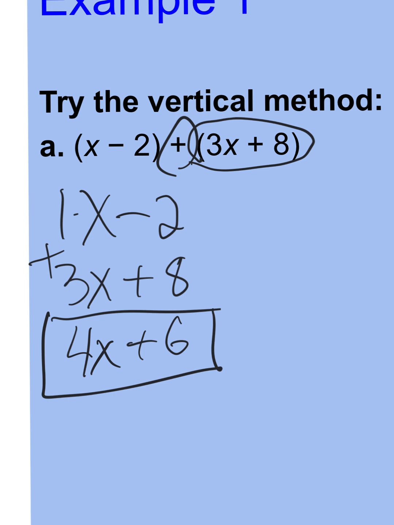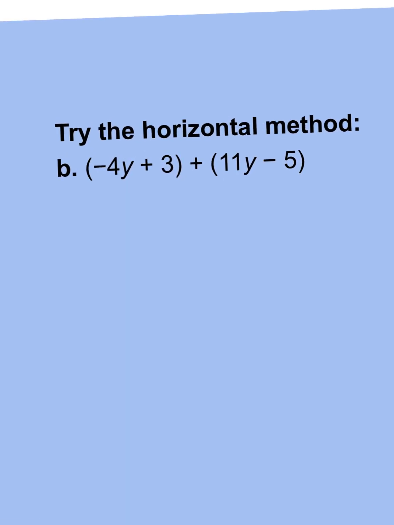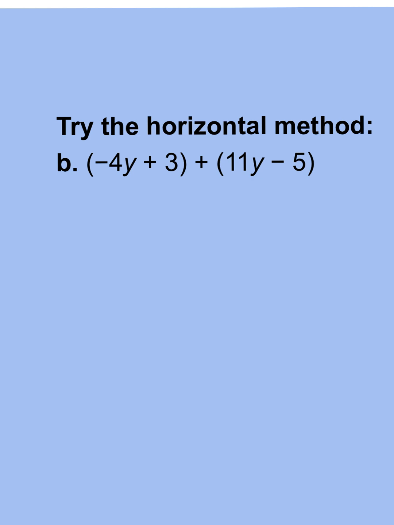Let's go over to the next one and see the horizontal method. The horizontal method, I also call it just combining like terms. So the horizontal method is you just pretend that the parentheses is not even there. So watch this. Look at that. No parentheses. They're gone. We're pouring all the candy in one pile.